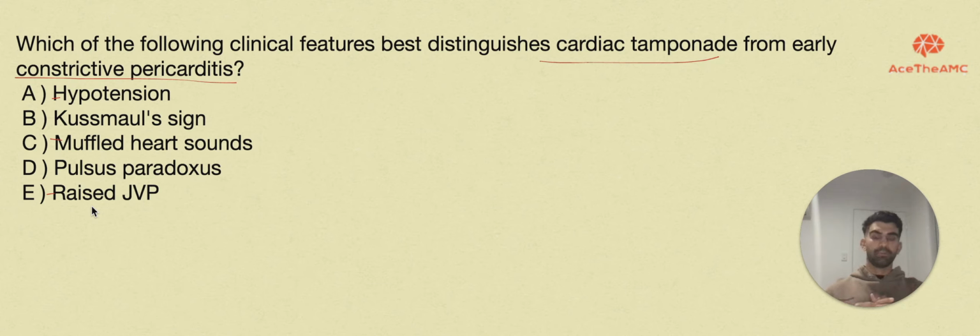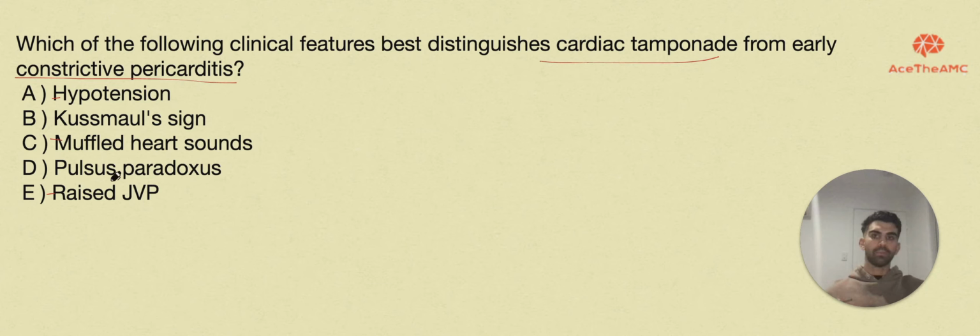you have decreased cardiac output. How do we distinguish cardiac tamponade from early constrictive pericarditis? It's important to know that hypotension is seen in late stages of constrictive pericarditis. So you still have a good cardiac output in the early stages, which means you're able to maintain your blood pressure. But in cardiac tamponade, it's usually acute and there's a lot of fluid accumulating fast within that pericardial sac. So that's why you get hypotension quickly.